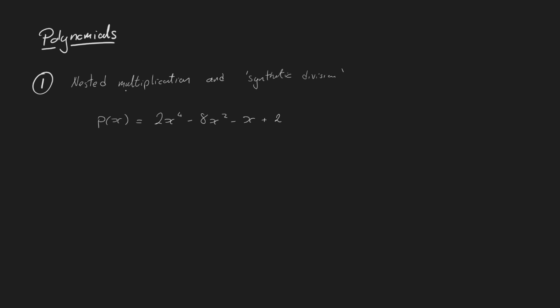So in terms of nested multiplication, this can be a computational efficiency. If you have the question, what is p of 2, then you might just go straight at it. 2 times 2 to the 4 minus 8 times 2 squared minus 2 plus 2. So you could evaluate this. And you might already see the result if you're thinking a little bit ahead.